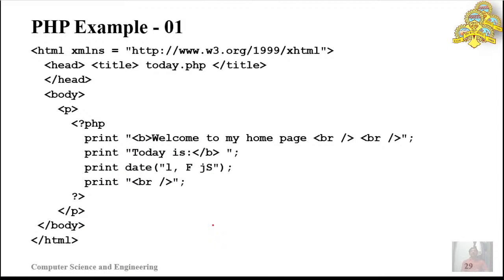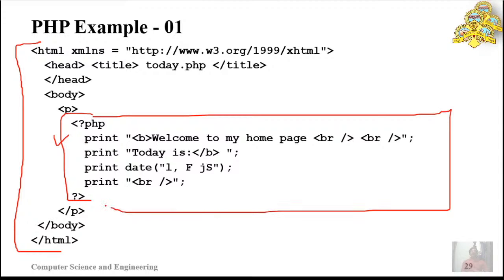Here is one simple example. This is the PHP code. Observe that the PHP code is actually embedded within the HTML code. The actual PHP code is from here to here. Whenever a browser sends a request for this code, the PHP engine takes the responsibility of processing the PHP code and gives it back to the web server. The web server gives it to the browser. That means this portion of the code is processed and its XHTML code is generated and given back to the web server.